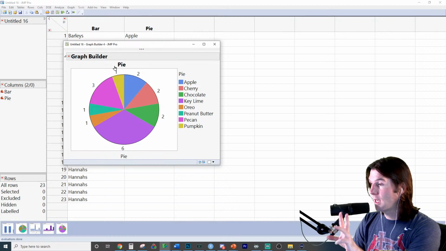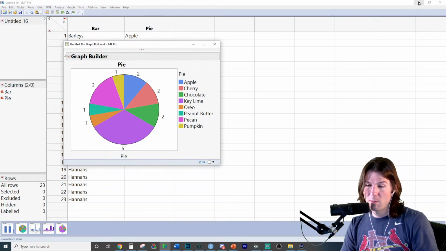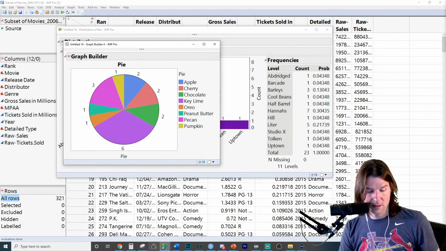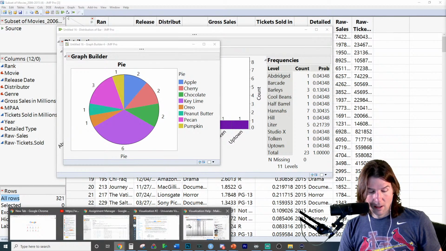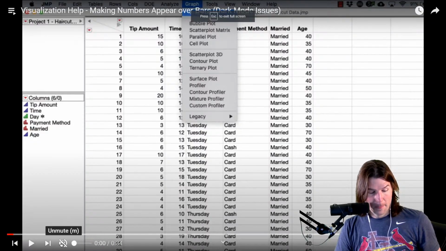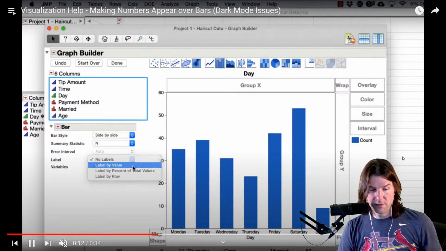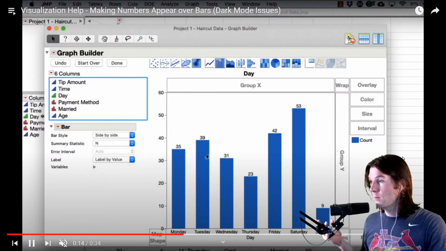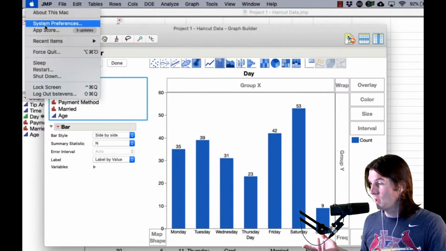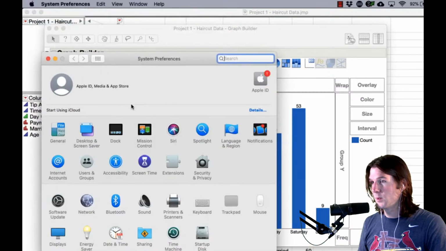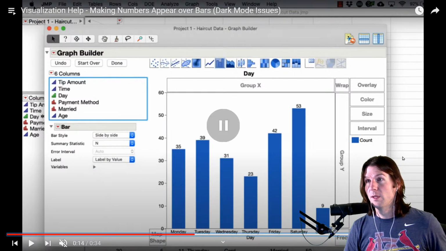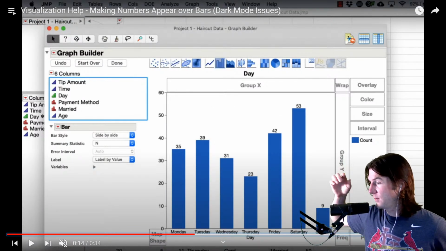Now, if you are on a Mac and you're on night mode, please do the following. I'm going to show the video here because I'm not on a Mac. If you are on a Mac and you do not see the numbers appearing, it is because of night mode. So here are the numbers appearing. This is what it should look like. Let me show you where to go. You will go to the Apple button.